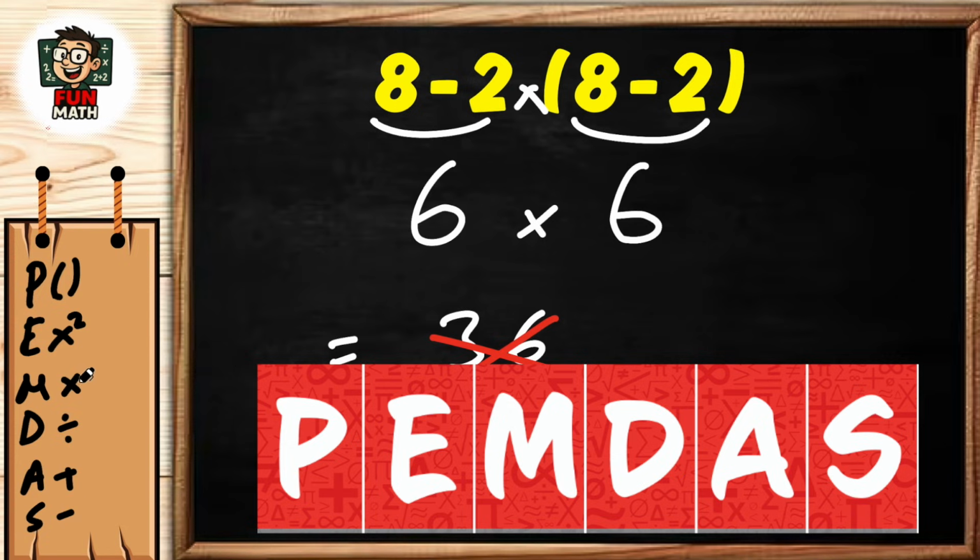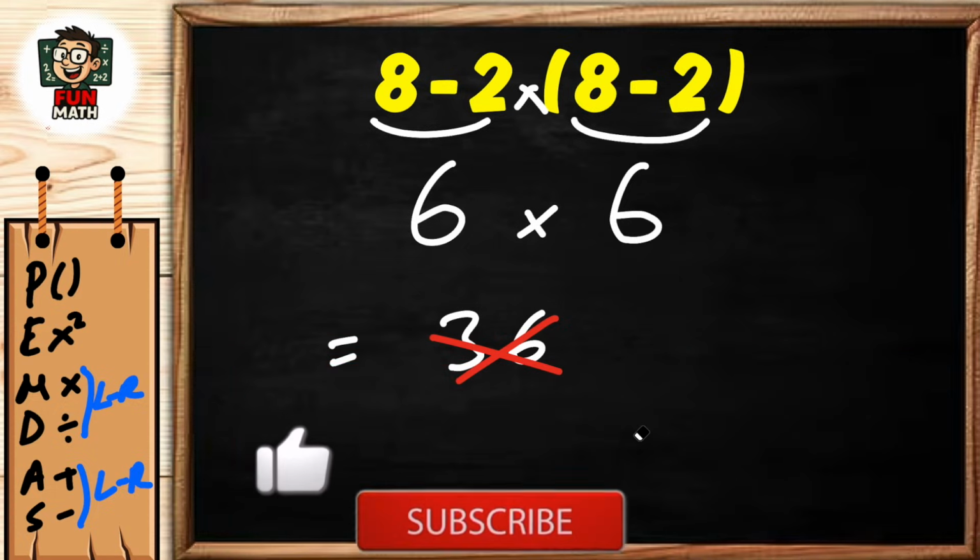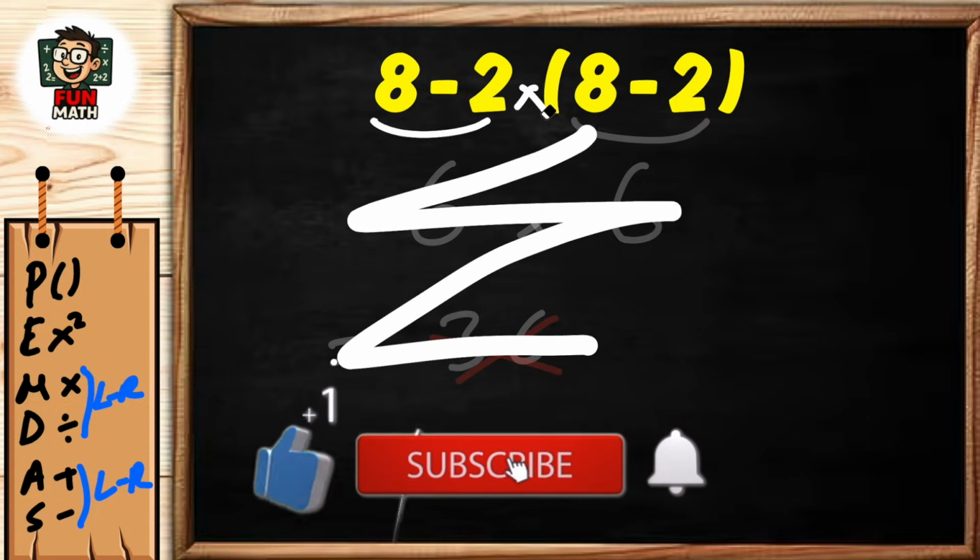We have one more feature here. There is no order between multiplication and division. Operations are performed from left to right. Similarly, addition and subtraction have no order. Operations are performed from left to right. Okay, let's apply this rule to the equation.